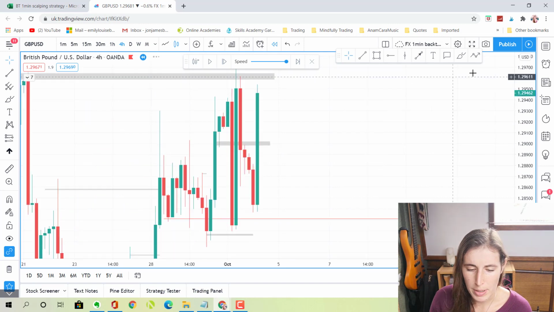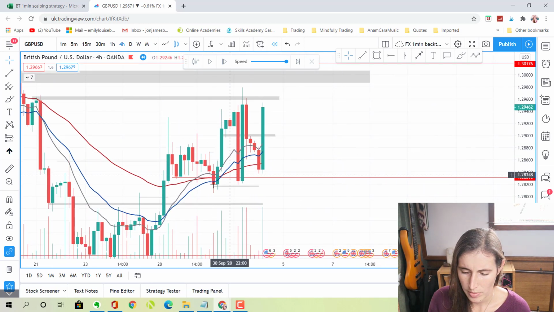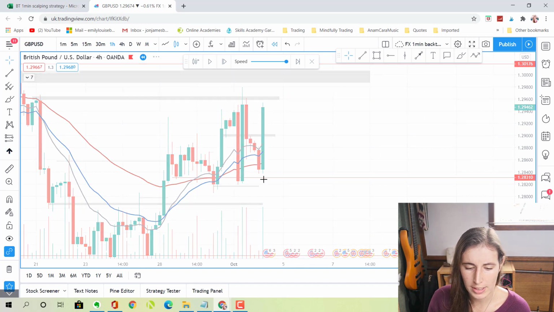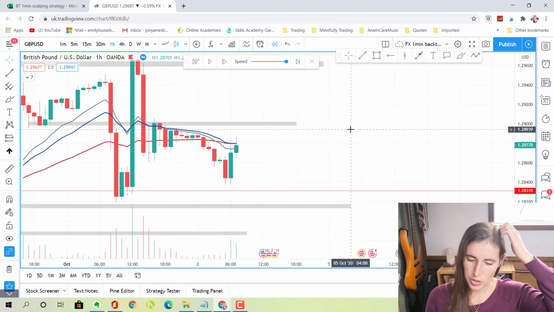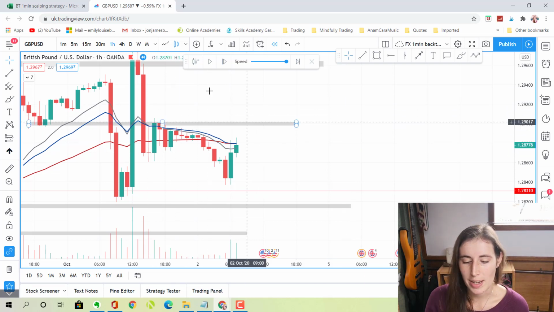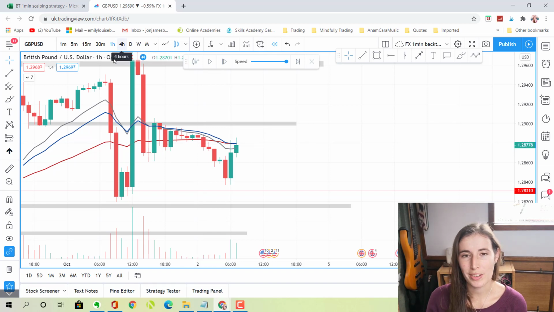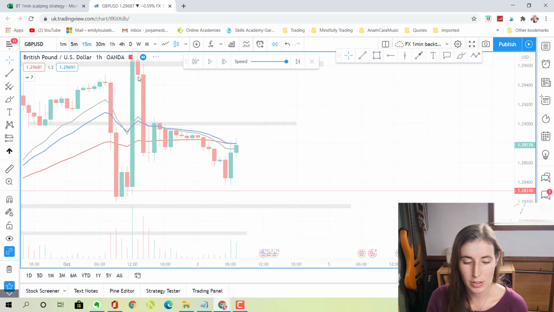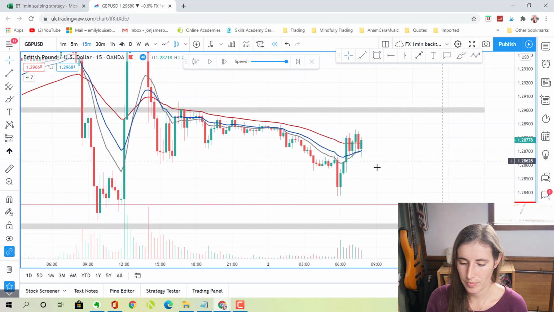So I'm just updating my charts. Have a quick look at the 4-hourly here. So we are still holding this uptrend. So using the hourly, I'm not quite sure what directional bias I'm going to take because we are in this consolidation. It's been in an overall uptrend on the 4-hourly chart, but it looks like it's pulling back. So I'm going to just see what price action does with this.